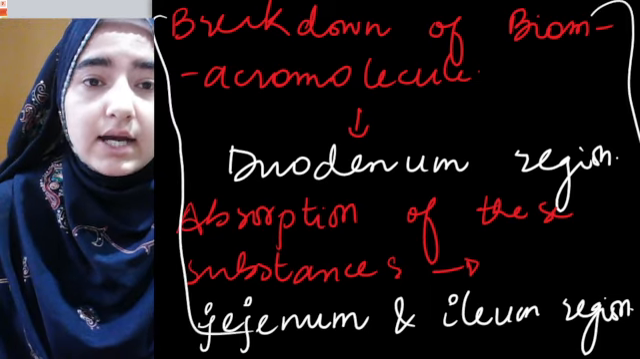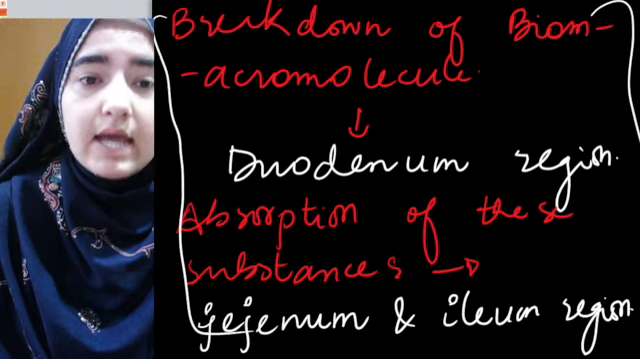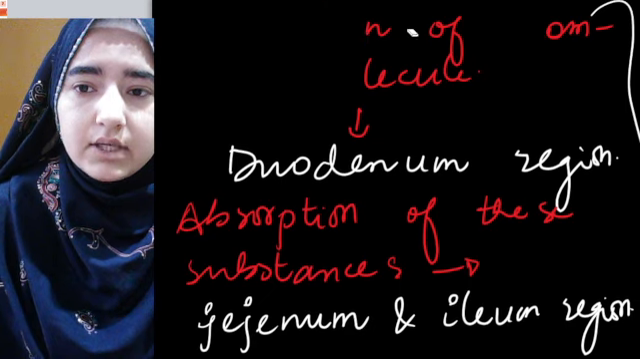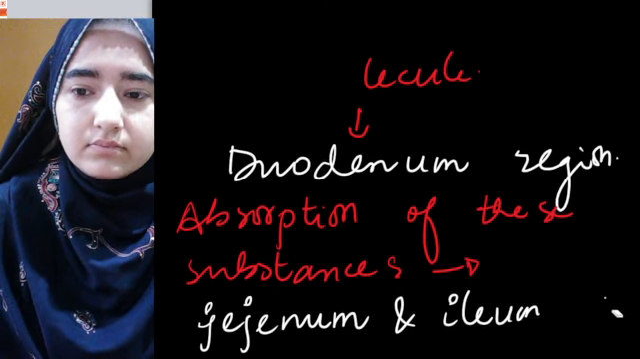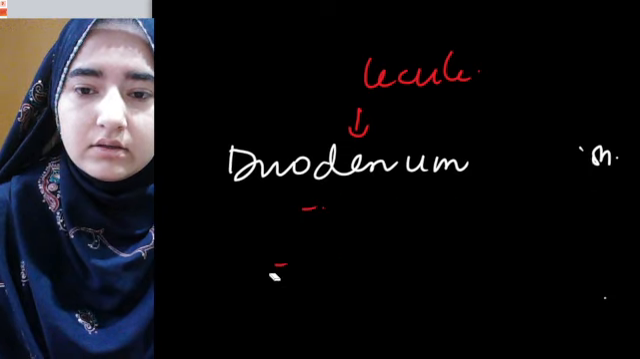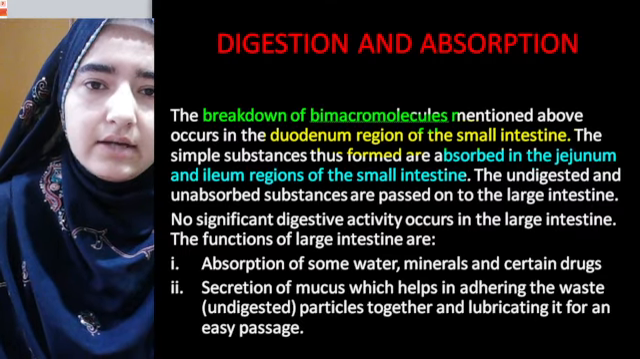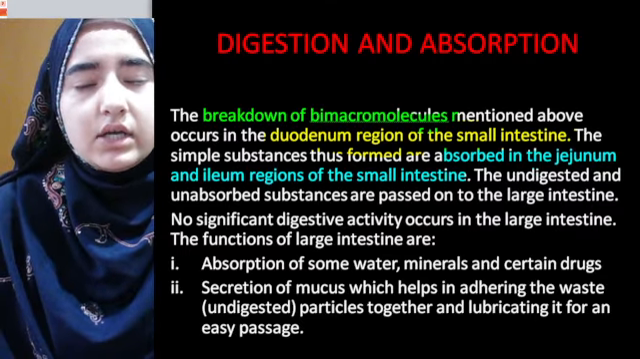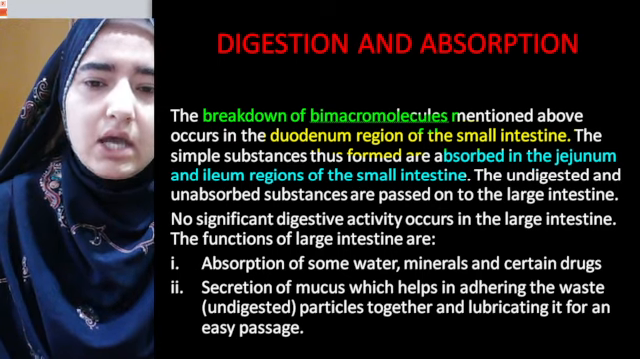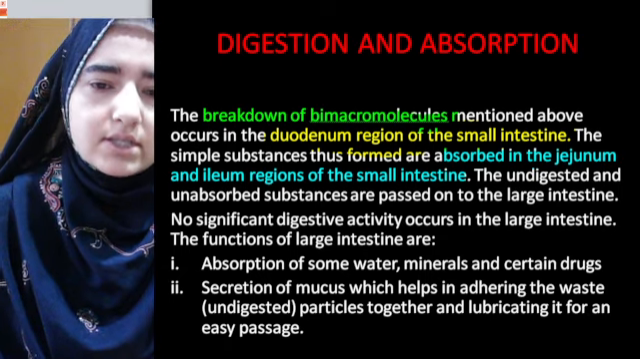And what happens with the undigested and unabsorbed material? That is passed down to the large intestine. And what is the function of the large intestine? No such digestive activity occurs in the large intestine. It just absorbs some water, minerals, and certain drugs.